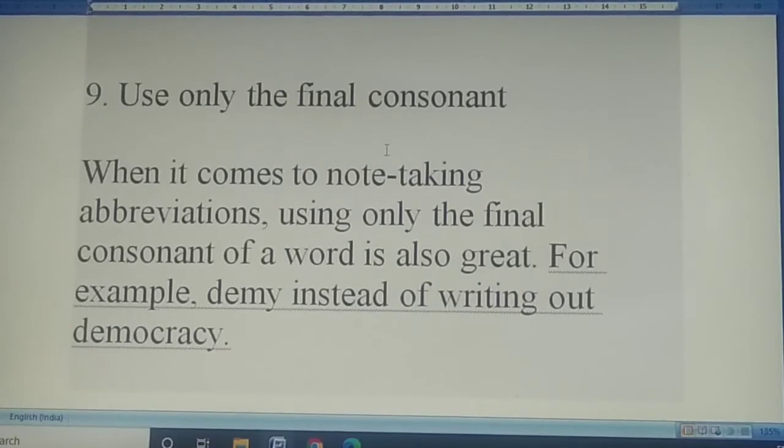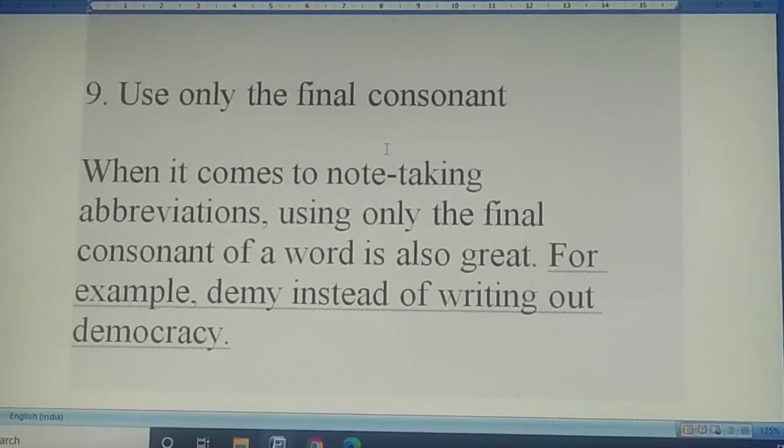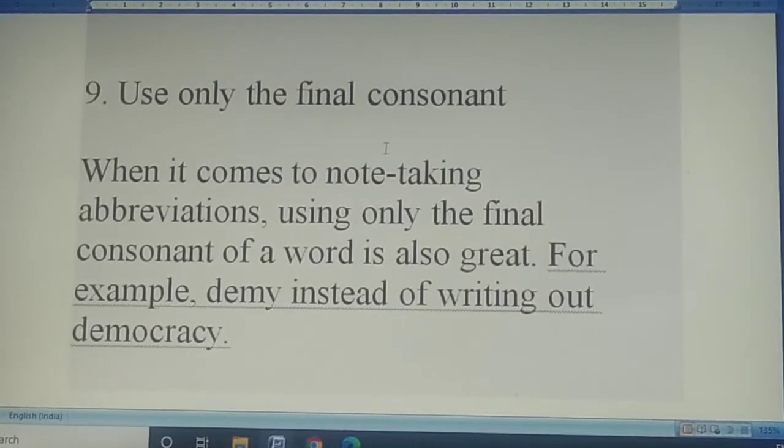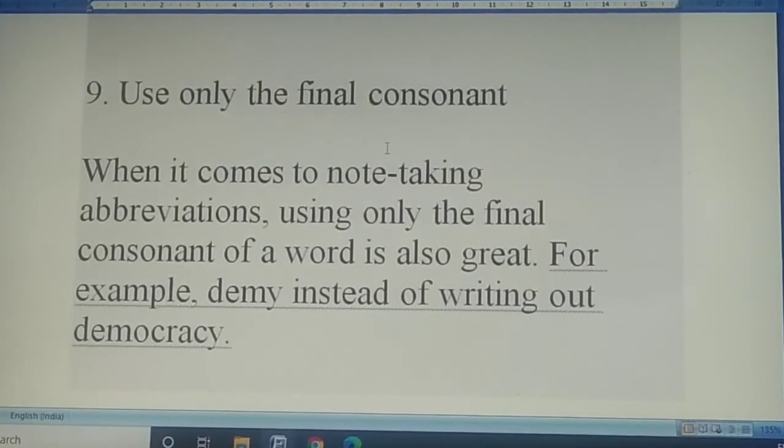If you remove the vowels, what is left? B, C, D, G, F, K, L, M, N. All these are consonants. When it comes to note-taking abbreviations, using only the final consonant of a word is also great. For example, DEMY instead of writing out democracy.